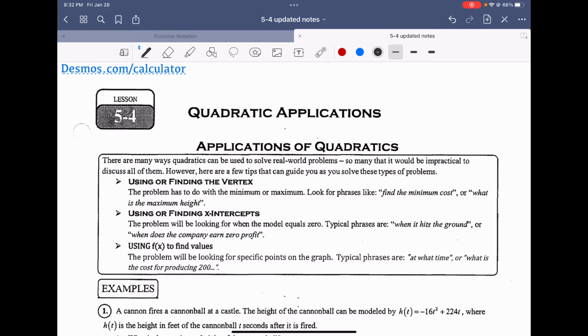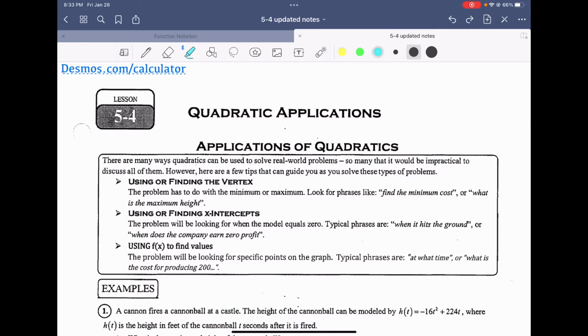There are many ways that quadratics can be used to solve real world problems. It'd be impractical to discuss all of them, but here's a few tips that can guide you as you solve some of these types of problems.